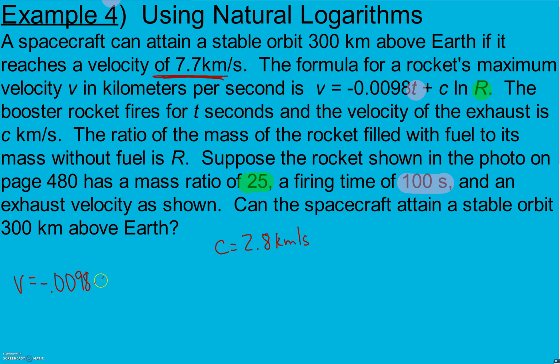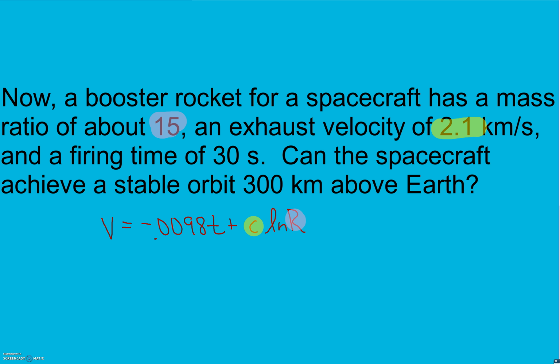We have 15 as our mass ratio, which is R. We have an exhaust velocity of 2.1, which is C. And we have a firing time of 30, which is T. So we can plug those in here. Negative 0.0098 times 30 plus 2.1 ln of 15. Go ahead and type this in your calculator. Negative 0.0098 times 30 plus 2.1 times ln of 15.